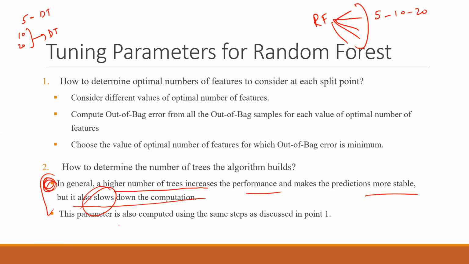Now this parameter is also computed using the same steps as discussed in point 1. So this can also be tried, right? You can use 5 decision trees, you can use 10, you can use 20. Whichever looks good, you can go ahead with that number.